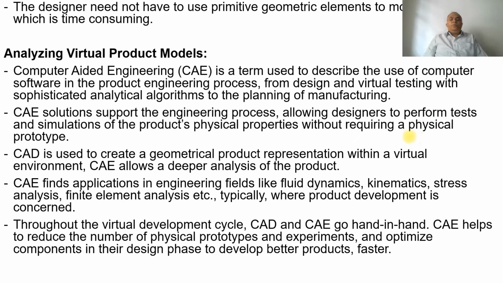Now, in this video, we are going to discuss analyzing virtual product models. Computer-aided engineering is a term used to describe the use of computer software in the product engineering process, from design and virtual testing with sophisticated analytical algorithms to the planning of manufacturing. CAE solutions support the engineering process, allowing designers to perform tests and simulations of the product's physical properties without requiring a physical prototype. So that means we are doing virtual prototyping.